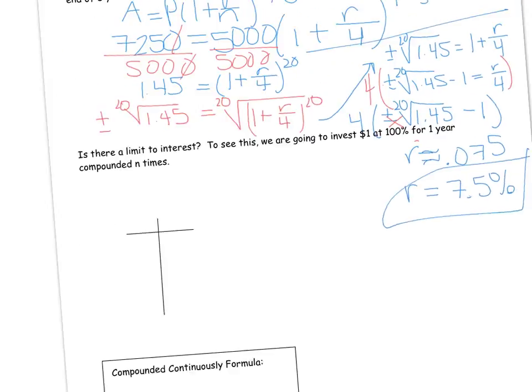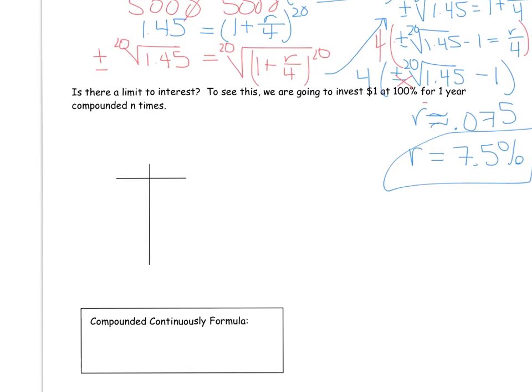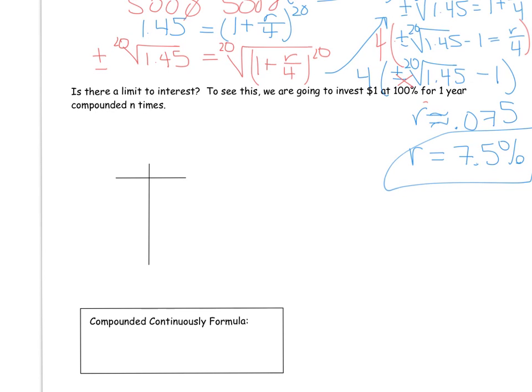Okay, last idea: is there a limit to interest? Okay, what do you think? Yes or no? If I compound it quarterly, and then I go monthly, daily, hourly, every minute, every second, is there going to be a limit, or am I going to just become this massive millionaire right away based on how often I am compounding? Well, I don't know. Let's see.